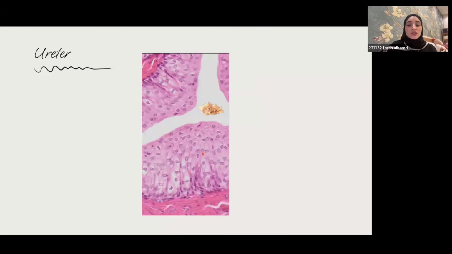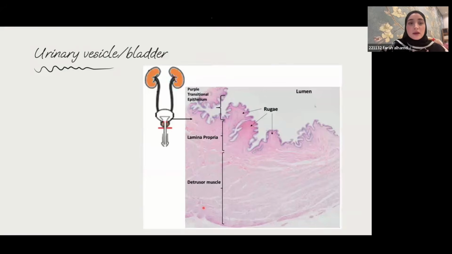Why? Because transitional epithelium, or any epithelium, inherently does not have blood vessels. It receives its blood from the lamina propria, the connective tissue underneath it. So if it only scratches the transitional epithelium, we wouldn't have blood. But if it scratches through all of that and reaches here, yes, there would be blood in the urine. Okay, let's talk about the urinary bladder.